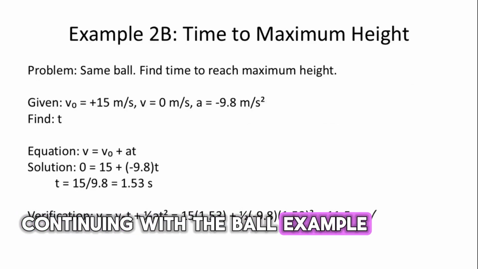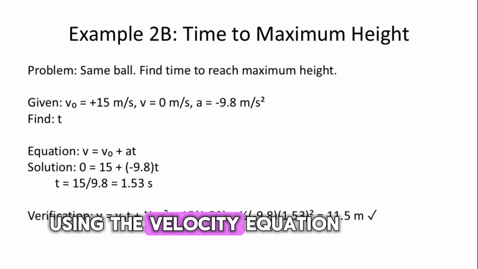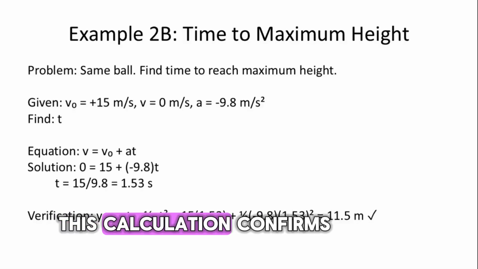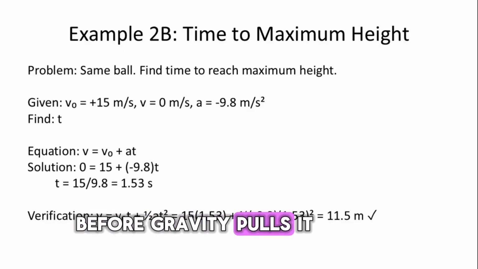Continuing with the ball example, we now calculate the time to reach maximum height. Using the velocity equation, we find it takes 1.53 seconds. This calculation confirms the time it takes for the ball to reach its peak before gravity pulls it back down.